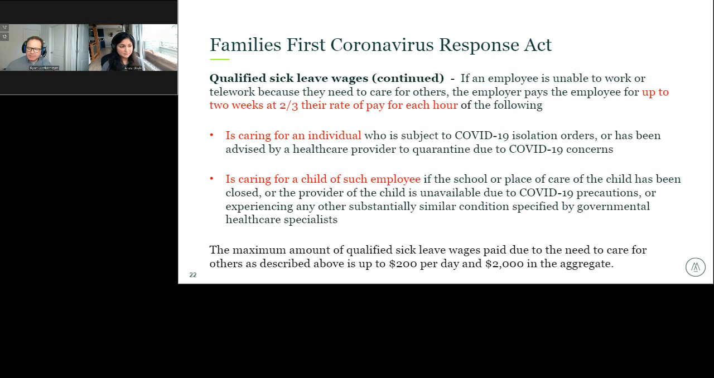So continuing on with sick leave, if the employee needs to care for others due to COVID, this credit is available at 2/3 that employee's regular rate of pay for that first 2 weeks. Okay. So again, previously we talked about the employee having sick leave because of the COVID symptoms that impact them directly. But if that employee is unable to work because they have to care for somebody else, caring for an individual who's subject to COVID isolation orders or advised by their doctor to quarantine, or if that employee needs to care for a child because the school is closed, or the provider for that child care is unavailable due to COVID precautions, essentially the remaining sick leave, if they're caring for others, could be provided at 2/3 their regular rate of pay for that first 2 weeks. So again, subject to very similar limitations in regards to the total amount per day. Okay.